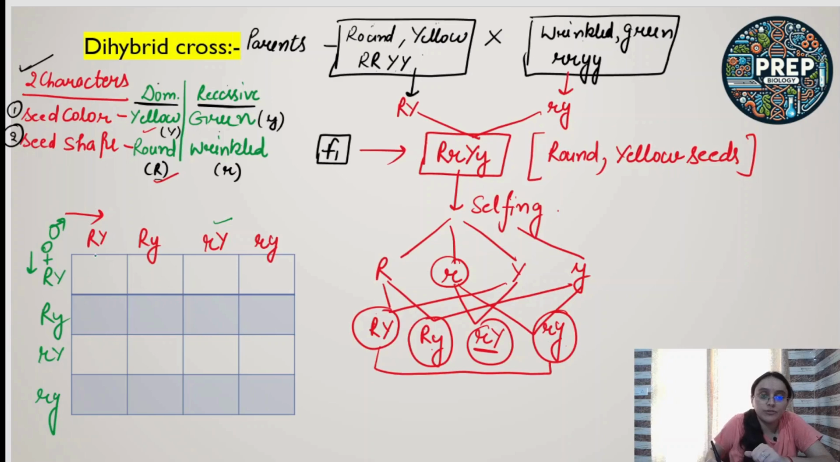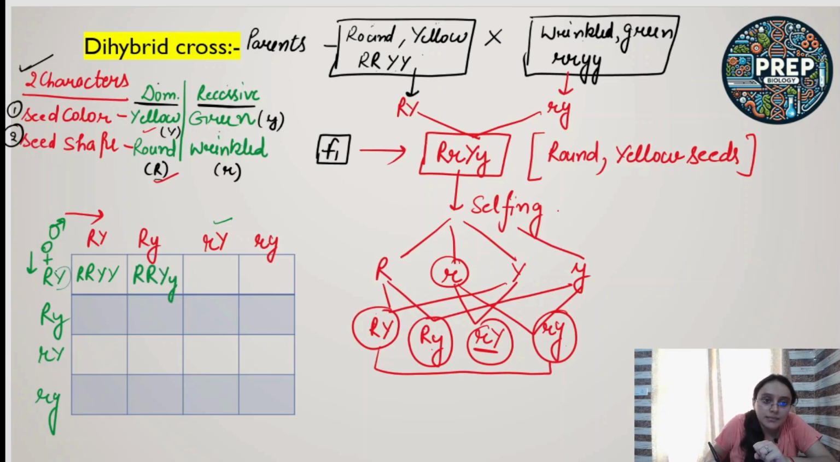Now the fusion takes place. Capital R small y with capital R small y forms capital R, capital R, small y, small y. Capital R small y with capital R capital Y forms capital R, capital R, capital Y, small y.